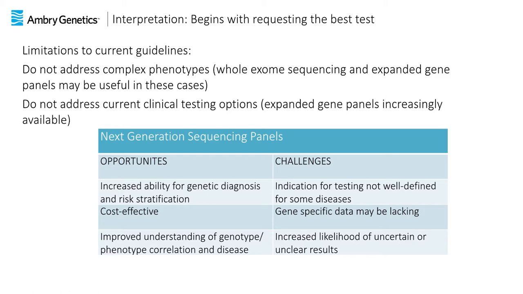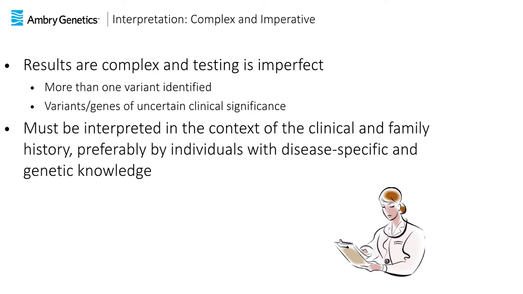Sometimes you get a genetic testing result back. It answers the question. You find the answer you were looking for. But other times, the results are more complex than that. Sometimes you may identify more than one genetic variant, and it's not clear how one and or both of those may be contributing to the patient's phenotype.